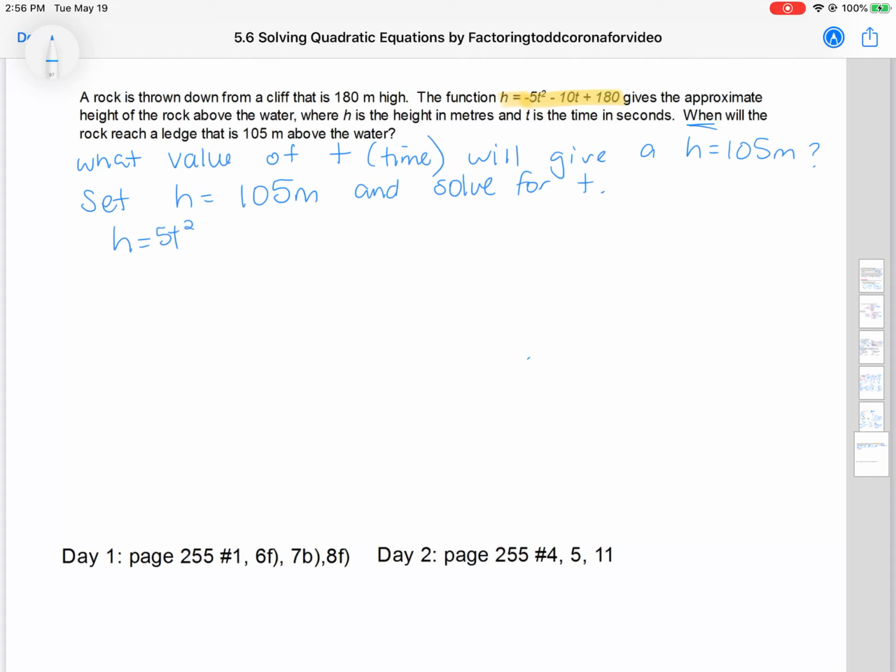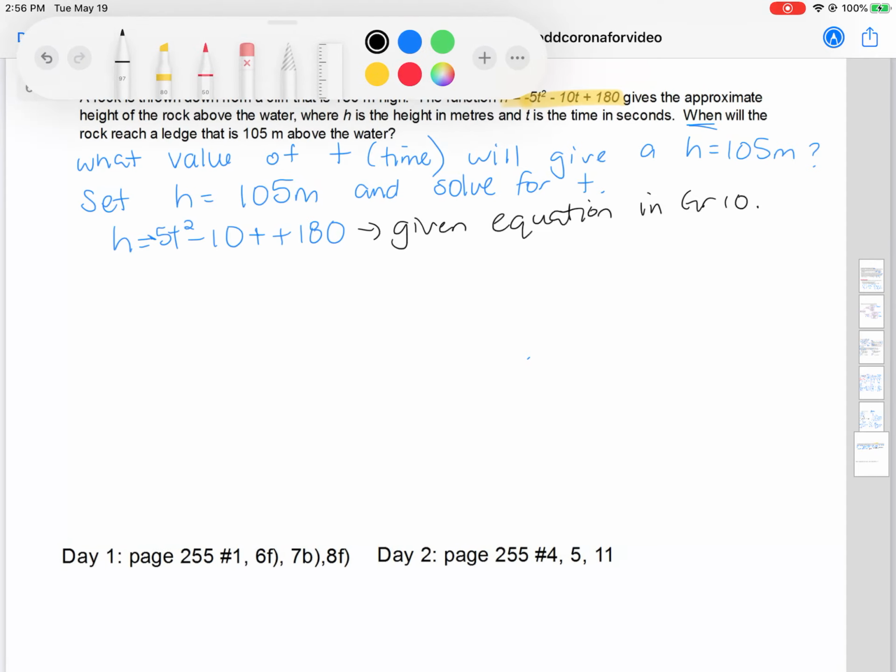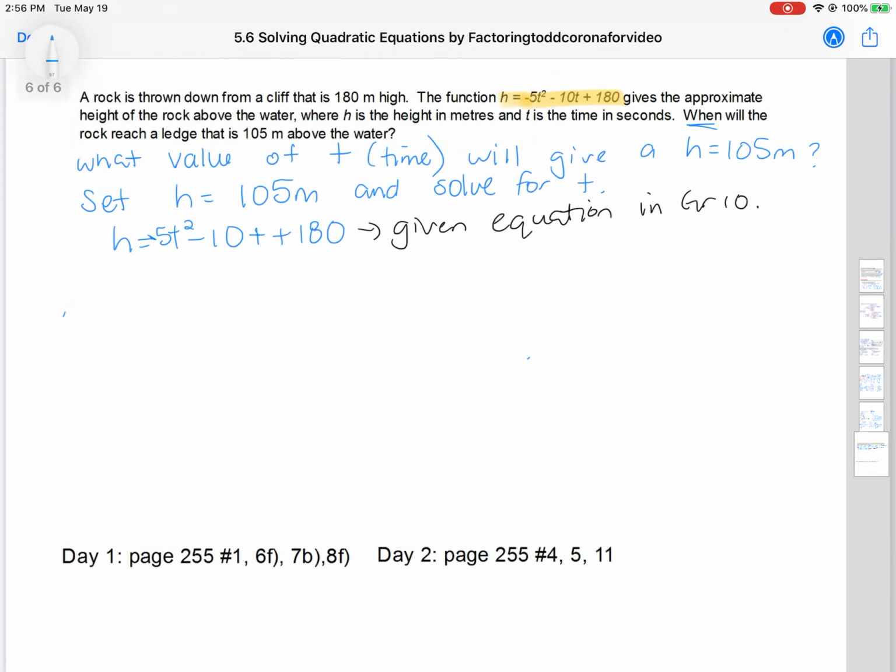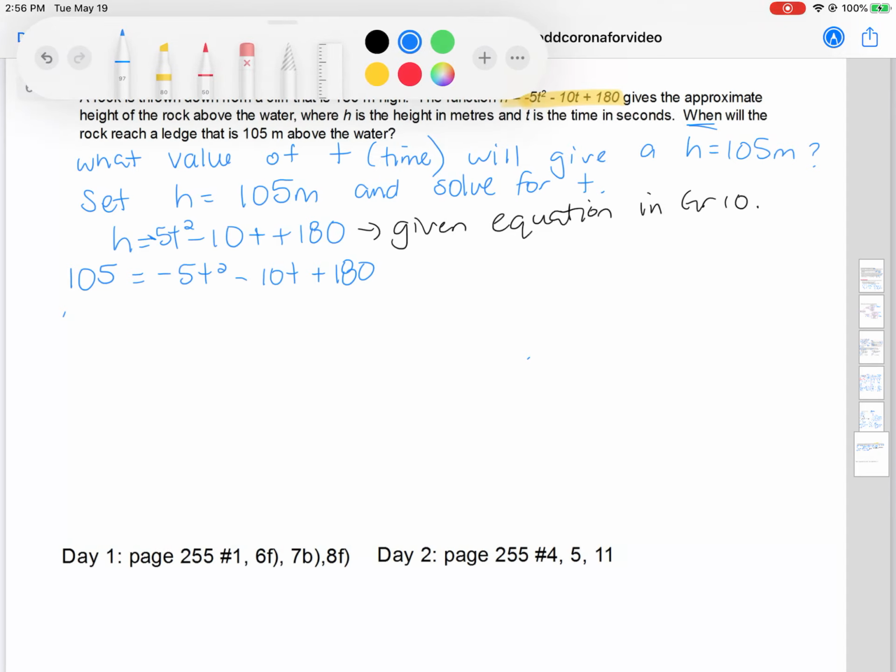Okay, so we have this equation. That's negative 5t squared plus 10t plus 180. So in grade 10, you'll be given the equation. In grade 11, I cannot make that guarantee. But like I said, you're going to do so many of these problems that you'll be like, oh, I can figure this out, even whether you take physics or not. So when we set our equation equal to 105, now we have a problem, okay?